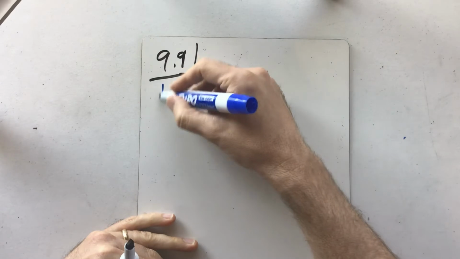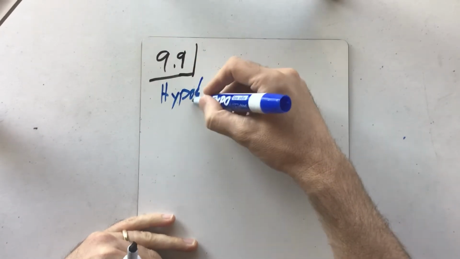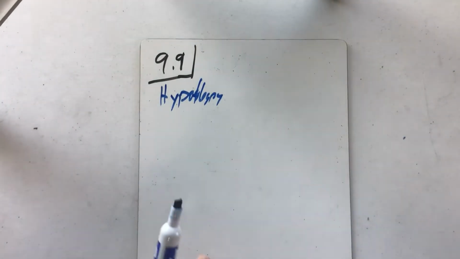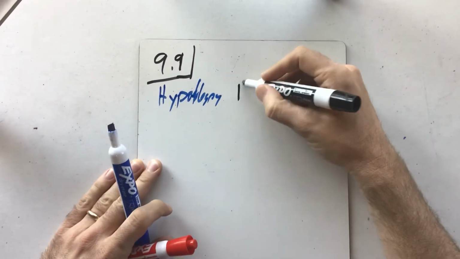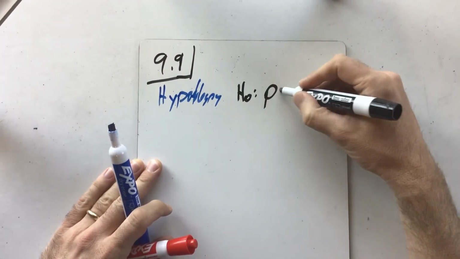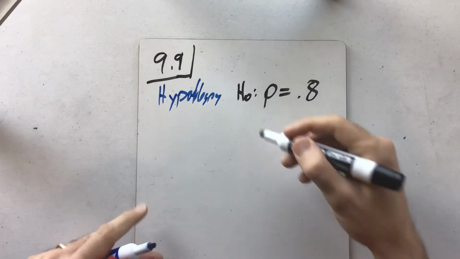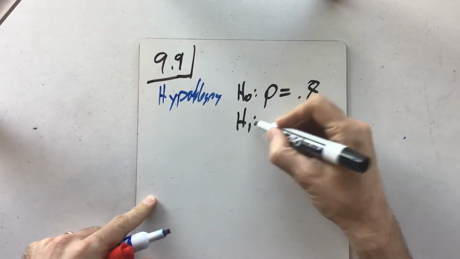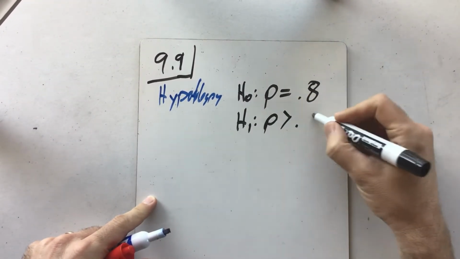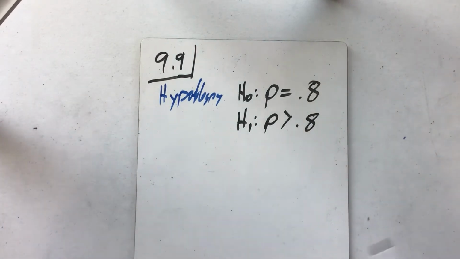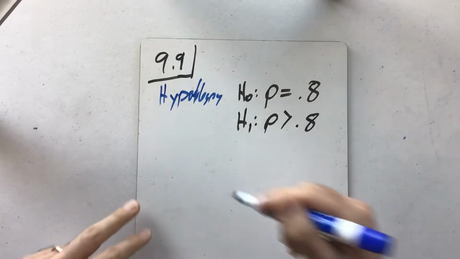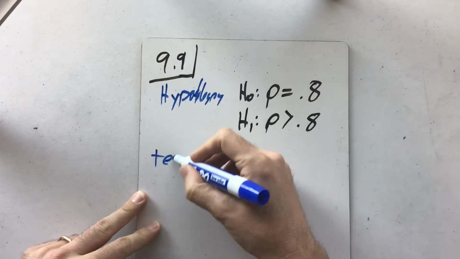So for our hypotheses, we always start these tests in the same way. Our null hypothesis is that P equals 0.8, because that's what we're trying to test. They made the claim that it lands on tails more than 80% of the time, so we'll make 80% our assumption and see if we can disprove it. Our alternative hypothesis is that it's bigger than 80%. When you read that problem, hopefully it makes a little bit of sense. At any rate, we'll now move on to our test statistic.